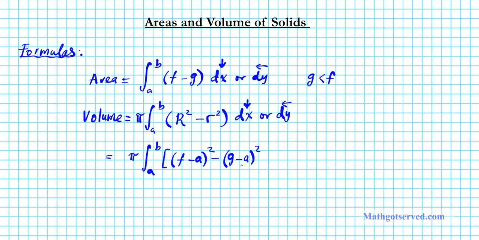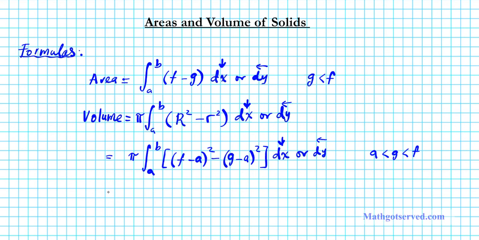So pi times that square will give you the area of the inner disk, and then when you subtract these two areas, you get the area of the washer. Okay, so dx, if your radius is perpendicular to the x-axis, or dy, if your radius is perpendicular to the y-axis. All right. So this situation is applicable when a is smaller than both functions. Either it's at the bottom of g and f, or it's to the left of g and f.